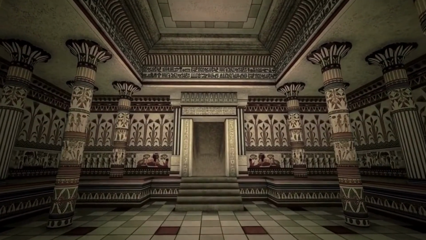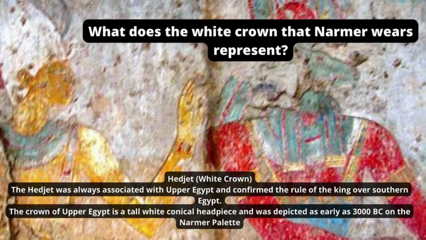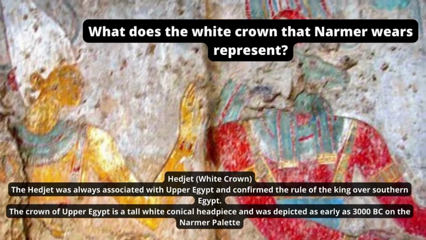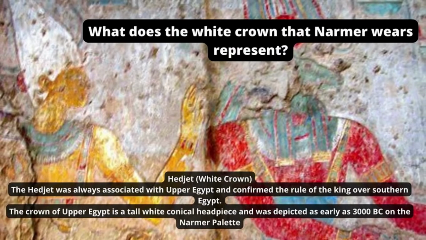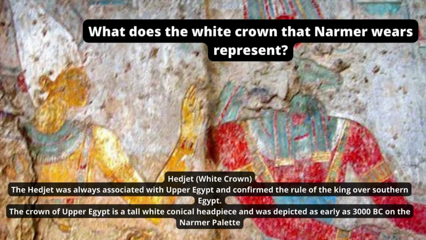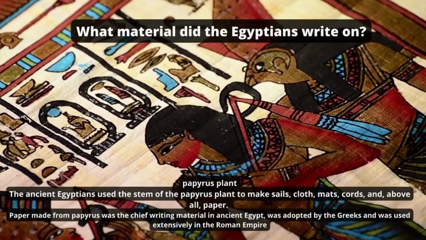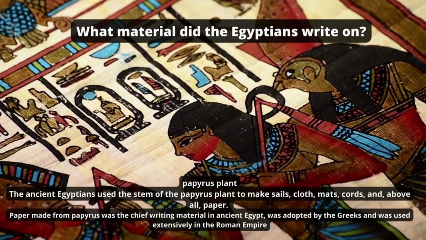What does the white crown that Narmer wears represent? Hedjet. White crown. The Hedjet was always associated with Upper Egypt and confirmed the rule of the king over southern Egypt. The crown of Upper Egypt is a tall white conical headpiece and was depicted as early as 3000 BC on the Narmer palette.